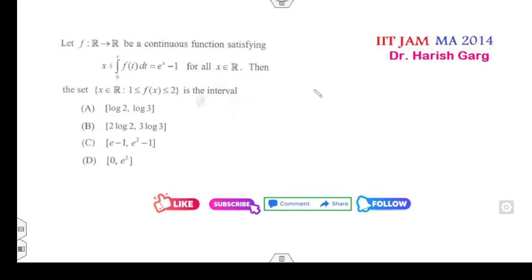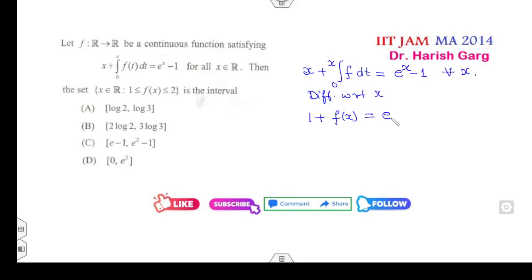f is a continuous function such that the integral from 0 to x of f(t) dt is e raised to power x minus 1 for all x. Then find the interval. You can differentiate with respect to x. 1 plus f of x, which is e raised to power x. So that means f of x will be e raised to power x minus 1.